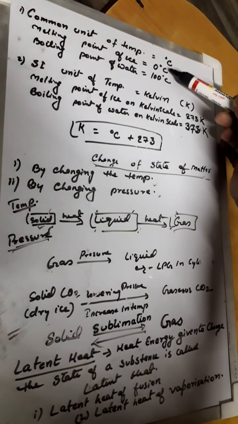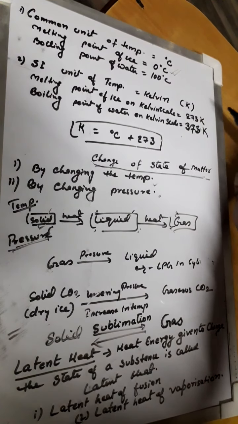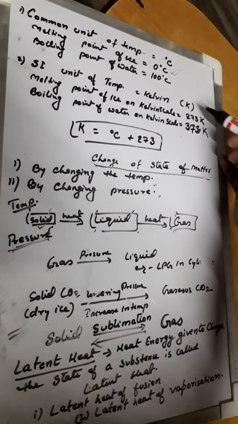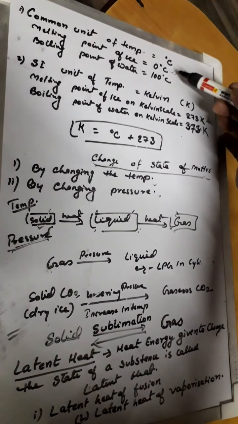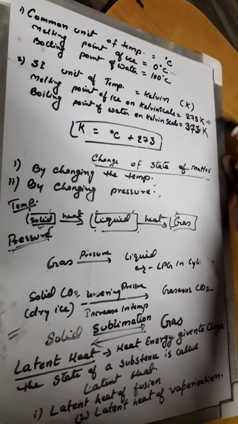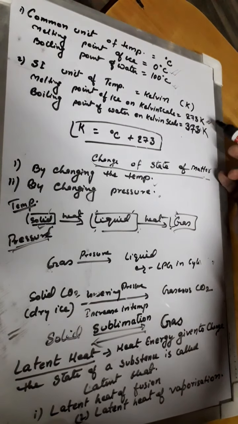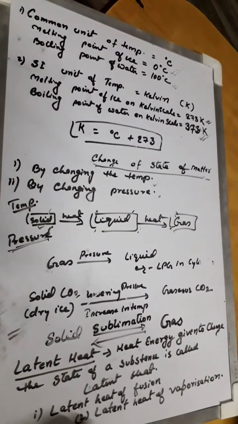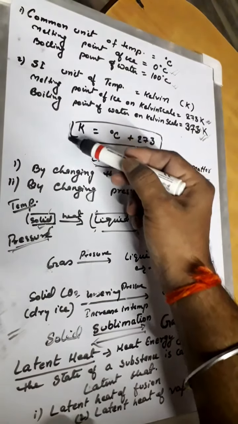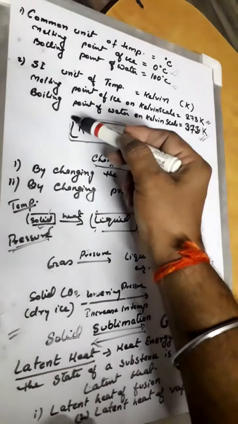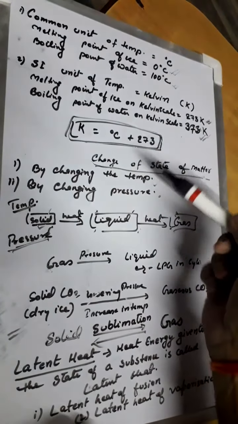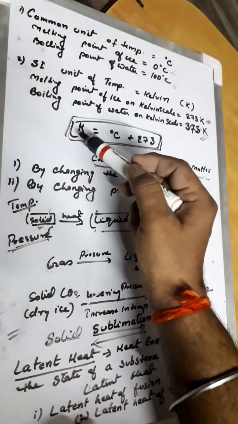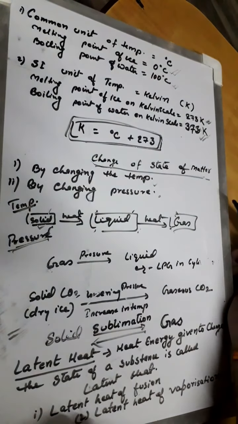We can see here the melting point of ice in degree Celsius is 0 degree Celsius, and the melting point of ice on the Kelvin scale is 273. It means 0 degree Celsius is equal to 273 K. Similarly, 100 degree Celsius is equal to 373 K. In this way, we get a formula for conversion of Kelvin and degree Celsius. We can use this formula: K is equal to degree Celsius plus 273.